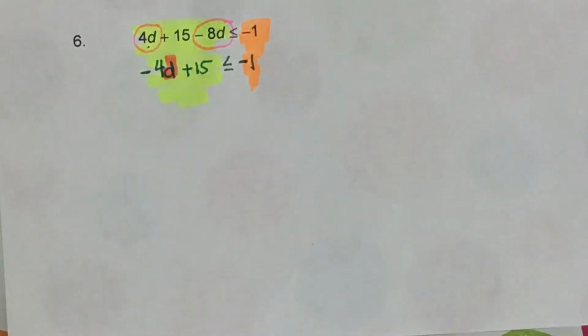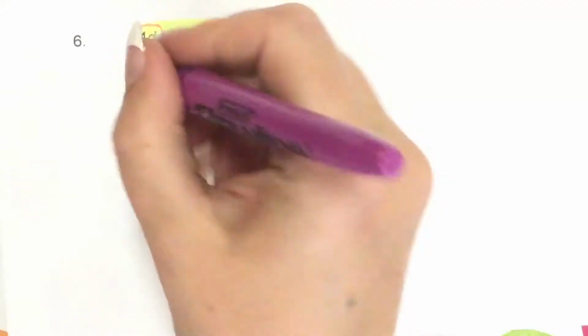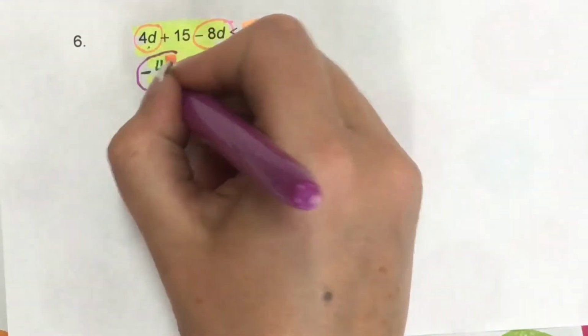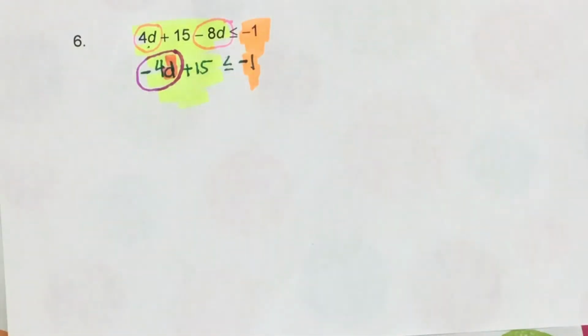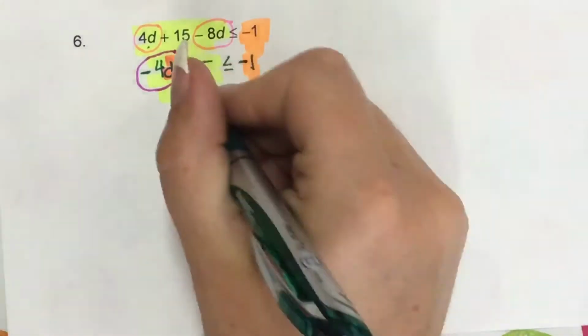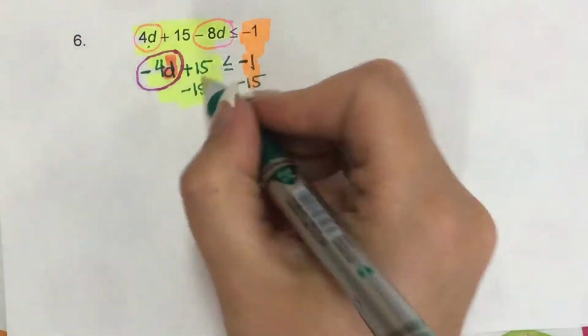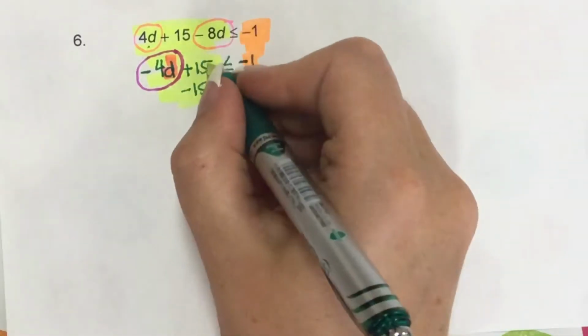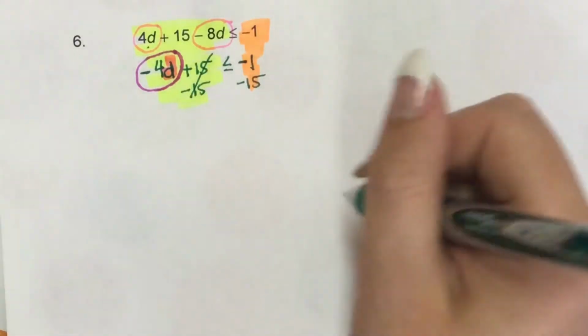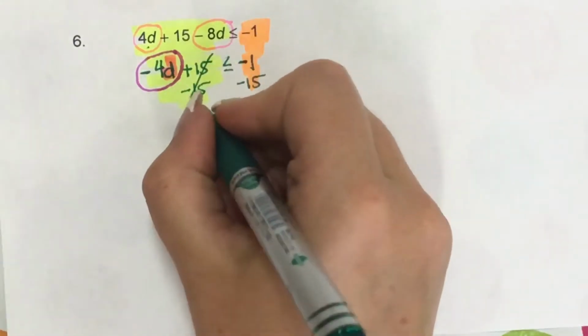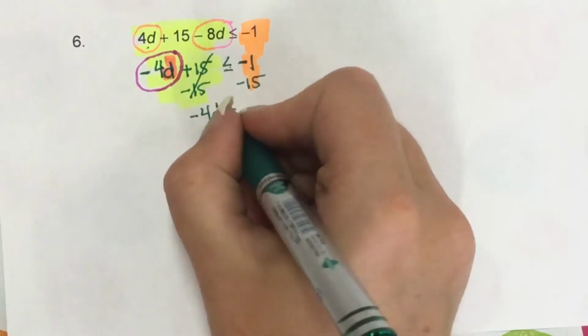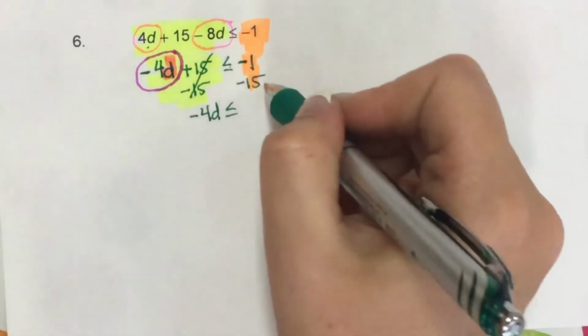And we have to keep this together right here, this negative 4d until the bitter end, because now we just have nothing more than a 2-step, which means we have to get rid of this positive 15. So we're going to do the inverse operation of addition, which is subtraction. We're going to subtract 15 from both sides. The positive 15 and the negative 15 cancel each other out and become 0. I drop down this negative 4D, which is less than or equal to negative 1 minus 15.